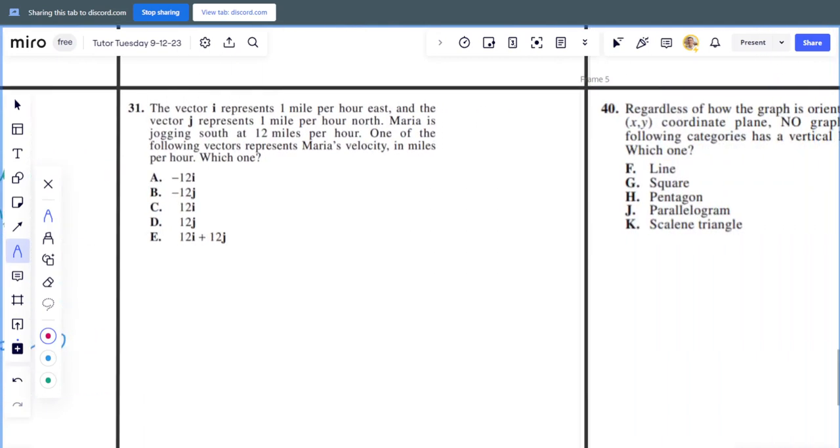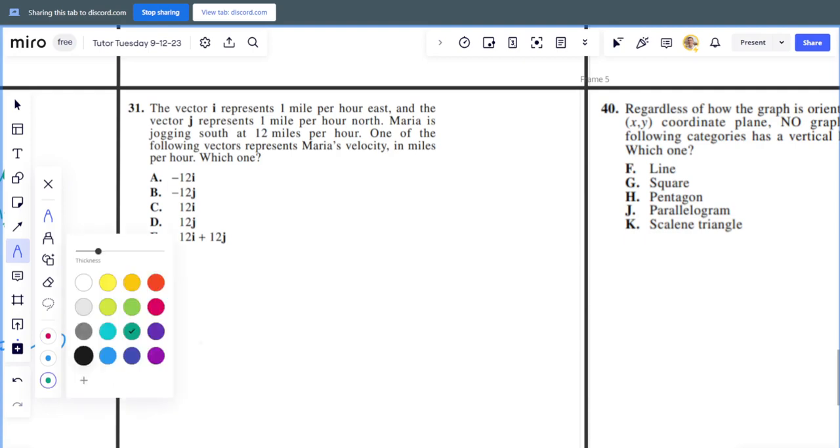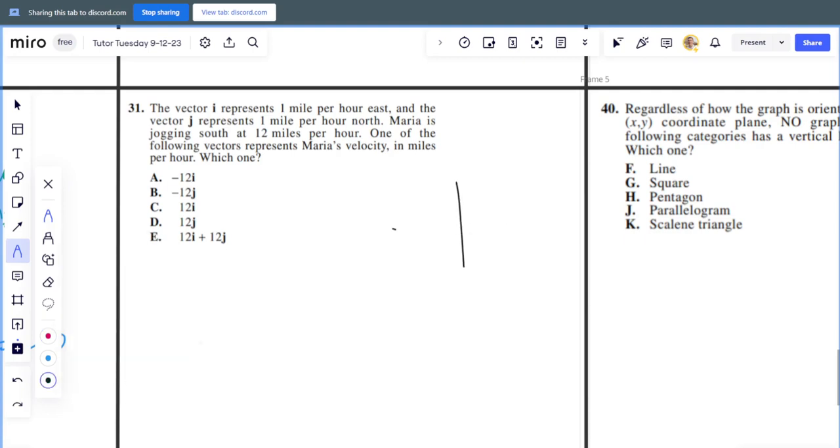All right, this is the vectors problem I was talking about. Actually, I want to draw this out so it's more clear. The vector i represents 1 mile per hour east, and vector j represents 1 mile per hour north.